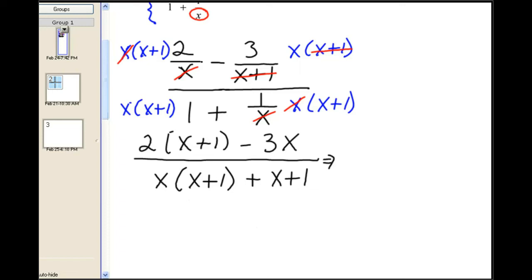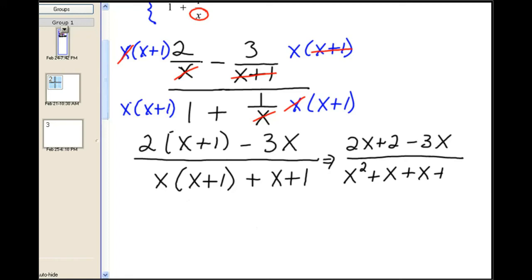Distributing, you'll have 2x plus 2 minus 3x, and in the denominator distributing the x, you'll have x squared plus x plus 1. Combining like terms, we'll have negative x plus 2 over x squared plus 2x plus 1.